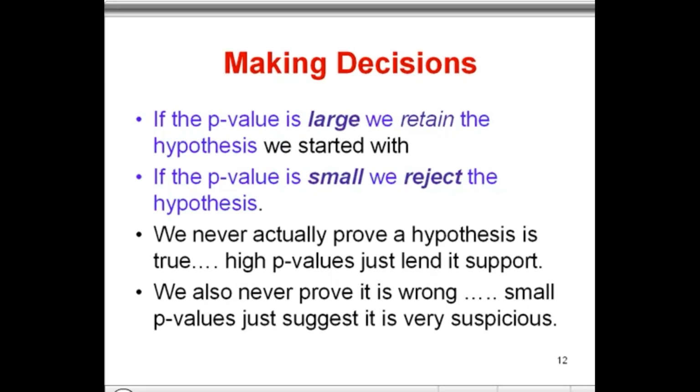It is important to note that we never actually prove a null hypothesis is wrong. Small p-values simply indicate that it is very unlikely that it is correct. Conversely, we never prove that a null hypothesis is correct. Large p-values simply tell us that it could be correct. Remember the analogy to the legal system. The jury is never 100% certain someone is guilty. There's just a lot of evidence that they are. And they are never 100% certain that someone is innocent. There is simply not enough evidence to convict or state that they are guilty.